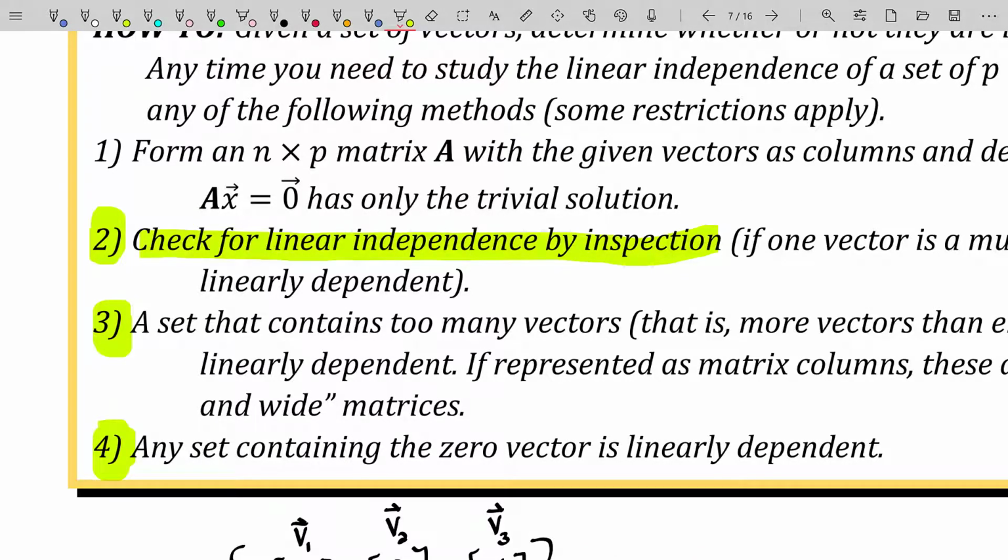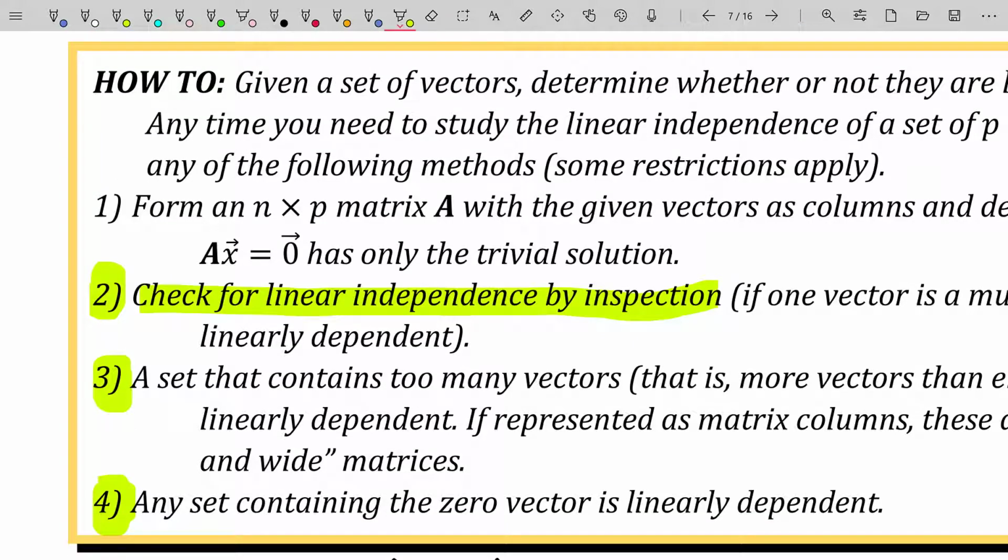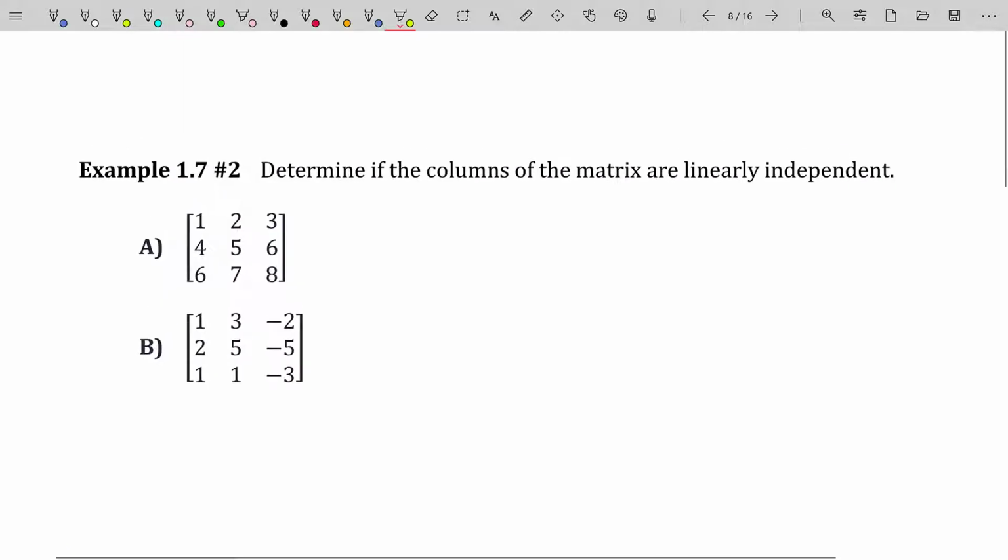Generally, you have to resort to forming a matrix, step 1 there. However, the third one does come up every once in a while, where you just have a short but wide matrix. You know immediately the columns of that matrix are linearly dependent because you have more vectors than they have size, or entries, if you will. All right, all that being said, here we go.